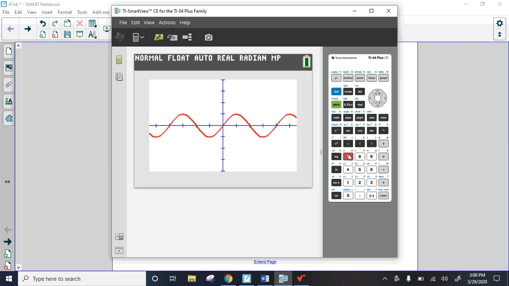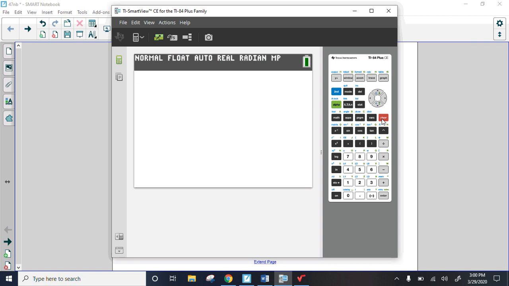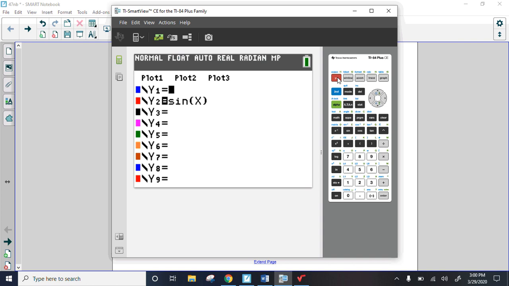So if you remember, inverse trig functions are reflections over the line y equals x. So I need to kind of trick the calculator to draw the inverse sine function. To be able to do that, I am going to go to my draw menu, which is second program, and I am going to draw the inverse of where I put that function, so y2.